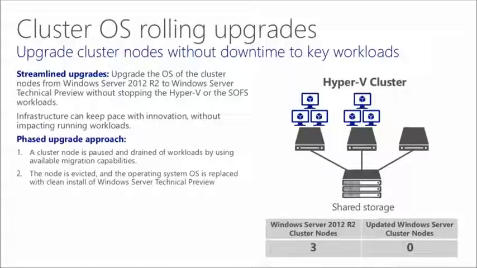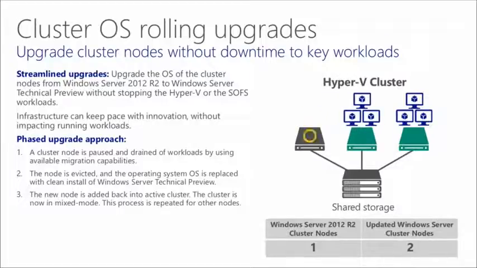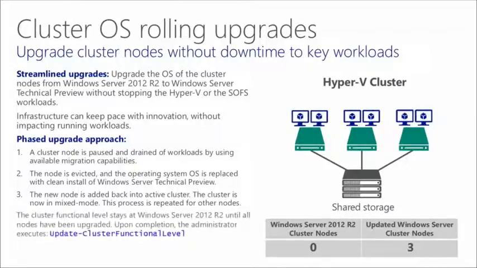And then we're going to evict that node from the cluster first, replace it with a Windows Server next release, so let's call it Windows Server 2016. We add that node back into the cluster, and then we move workloads over to it. So we've got a mixed mode cluster where we're running 2012 R2 and 2016 in the same cluster. And you'll see the animation is showing us, okay, we're doing the same again, we're live migrating virtual machines.